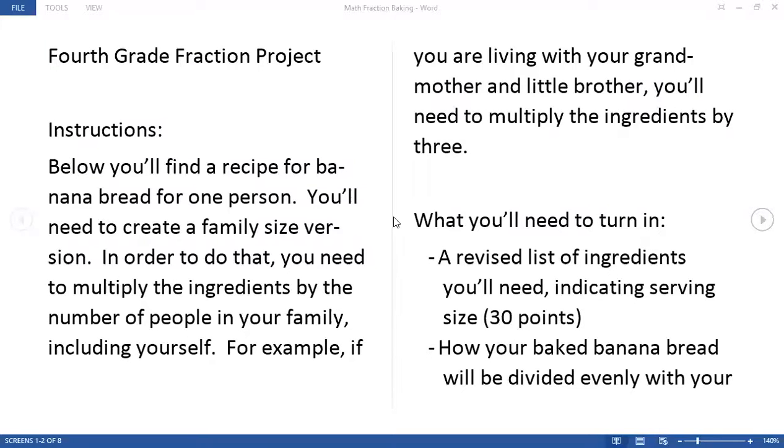This is what you need to turn in. The first thing you're going to need to turn in is a revised list of ingredients you'll need, indicating the serving size. And this is worth about 30 points, or about 30% of your grade.